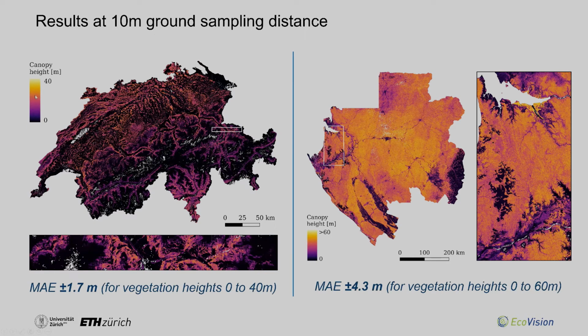So color again encodes height. For Switzerland, we predict vegetation height between 0 and 40 meters. Everything very bright and orangey again is high trees up to 40 meters, everything darker and violetish is low. And we get the mean absolute error, which is a good measure to get the accuracy for this regression task, of plus minus 1.7 meters, which is of course poor compared to, let's say, aerial campaigns when you fly LiDAR or stereo vision.